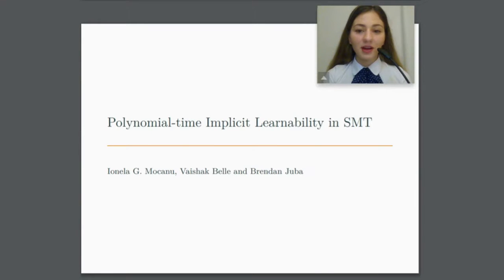My name is Ionela Mocanu, and I will present you today an approach of integrating PAC semantics with SMT solvers. This approach is the first of its kind and proposes an algorithm that decides entailment of SMT formulas while learning new constraints implicitly.